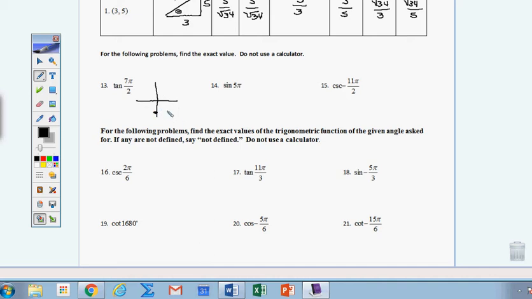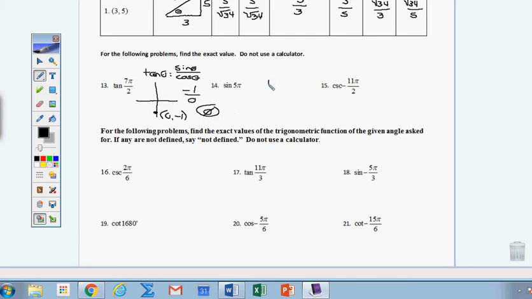Well, our coordinates down there are 0, -1, right? And we know that tangent of theta is equal to sine theta all over cosine theta. And since we know our y value is sine, it's going to be -1 over 0. And so it's going to be undefined.